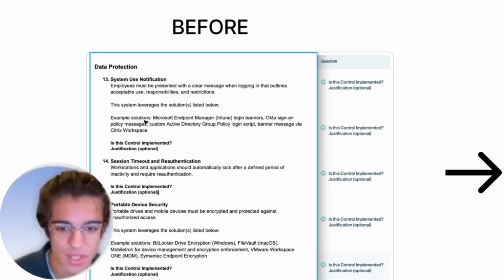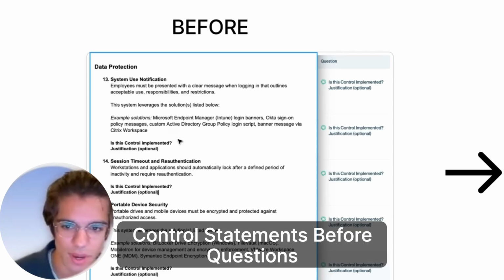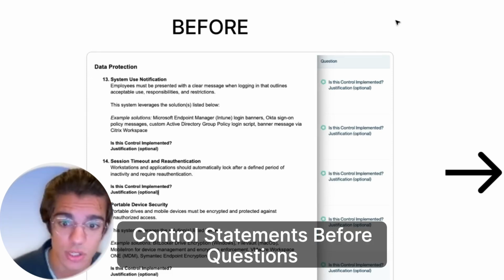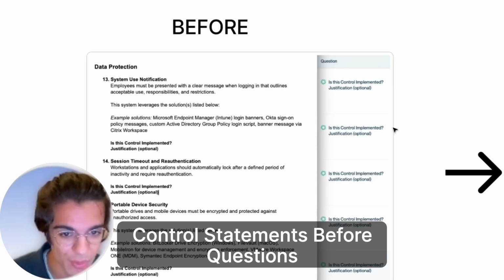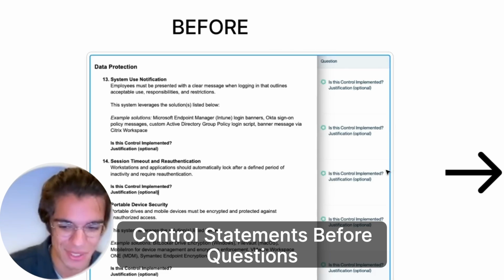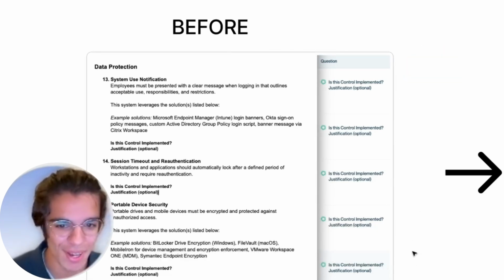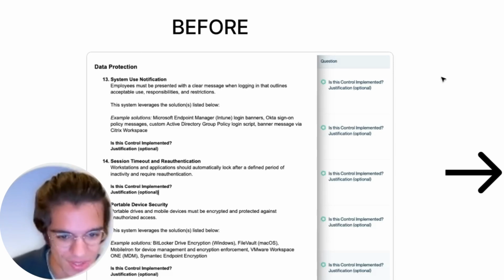Here's another one. This is a fun, difficult one. You can see each question has kind of a context around it: a control statement, a question, is the control implemented, and then asking for justification, a long answer. That used to just grab the words "is this control implemented" and "justification optional." Obviously, no human or AI can answer this question or any of these questions in a vacuum.